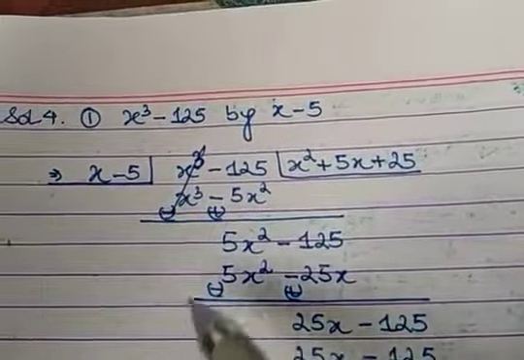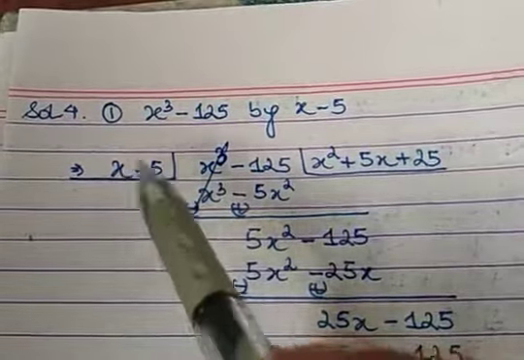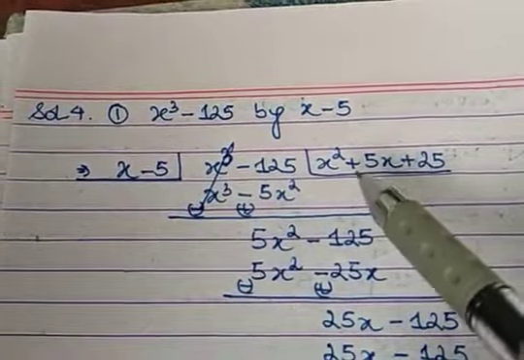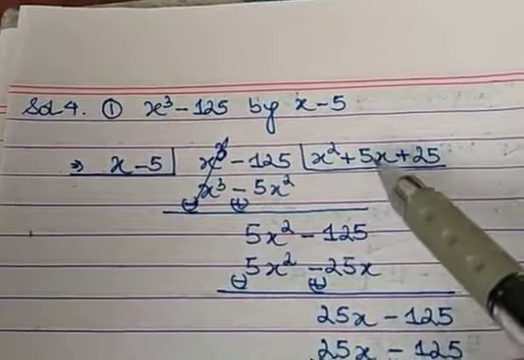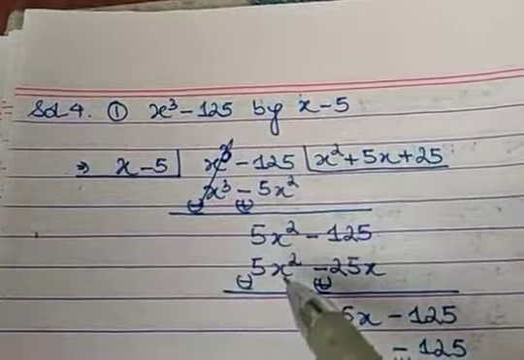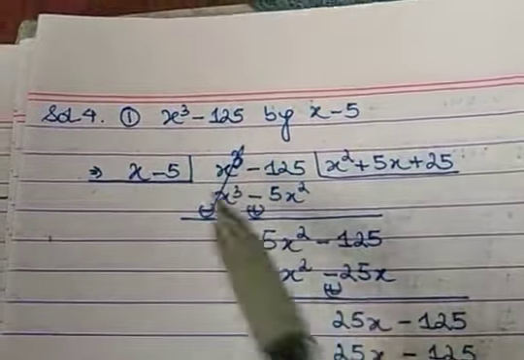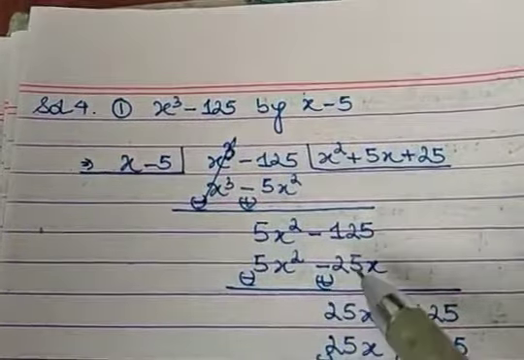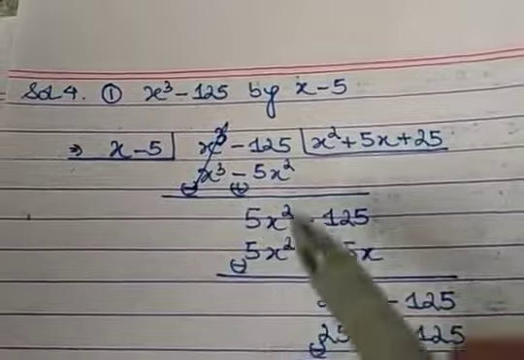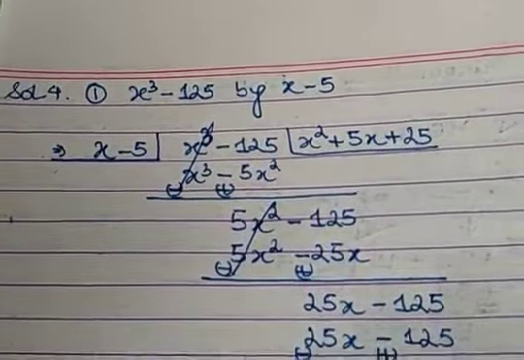Now again plus 5x squared. Now what should I multiply with x to get plus 5x squared? So it is plus 5x, isn't it? So plus 5x. Now plus 5x into x, 5x squared. The same term has to multiply the other term as well. Plus into minus is minus, 5 times 5 is 25x. What we are doing here is subtracting the terms, so the signs change. Again the same terms with opposite signs will be cancelled.